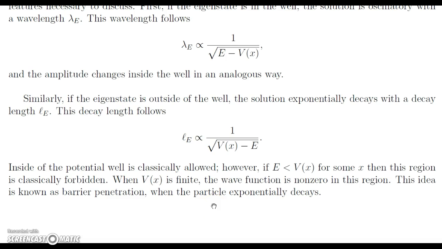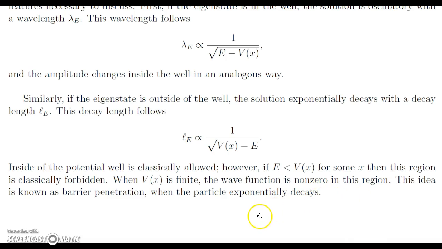It will go on infinitely. However, if we look at something more realistic, like a finite potential, but still have that the energy of the particle or the eigenstate is less than the potential, we know that the wave function is actually going to be non-zero in this region, even though normally this would be classically forbidden. This idea is known as barrier penetration. This leads to the phenomenon known as tunneling.